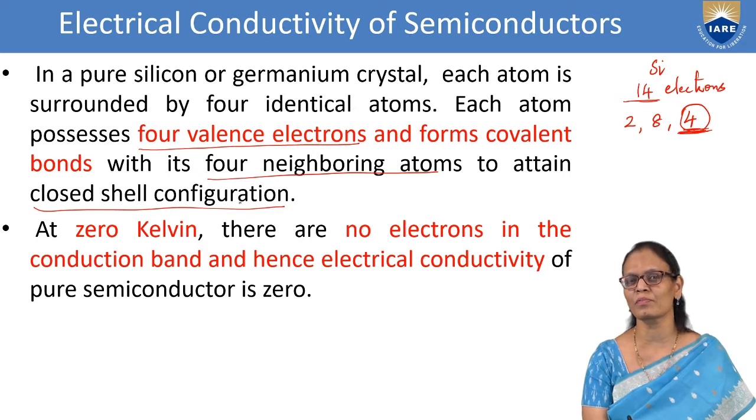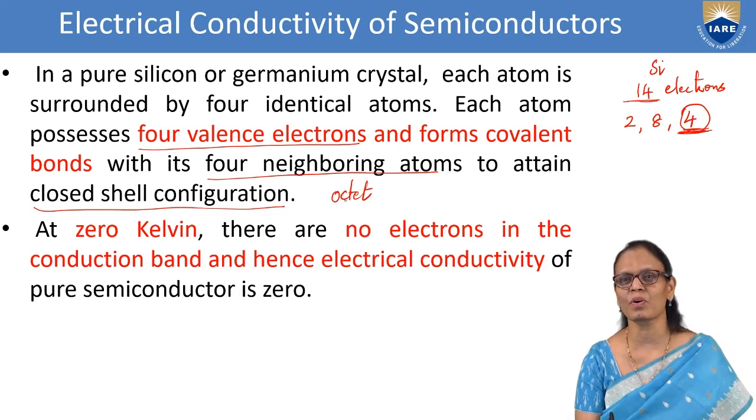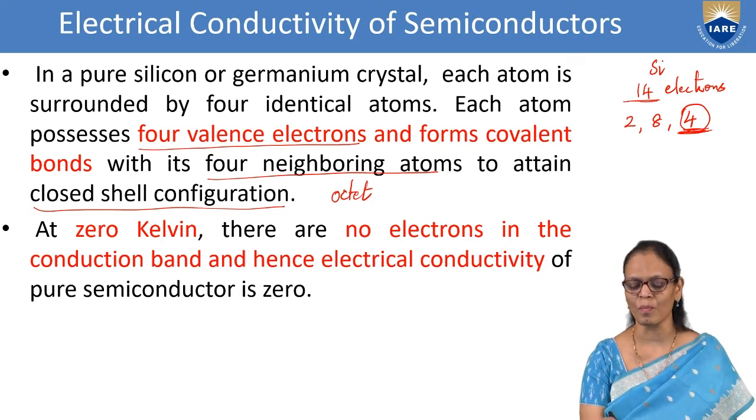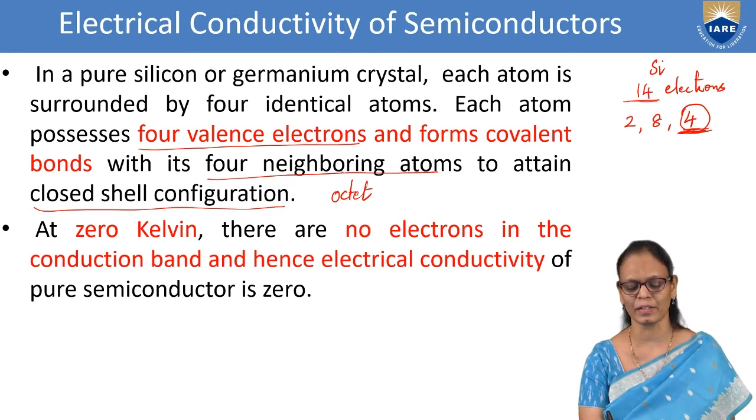What is closed shell configuration? We call it the octet rule, which means 8 electrons in the outermost orbit. So to obtain that, it is going to form bonds with the neighboring atoms.